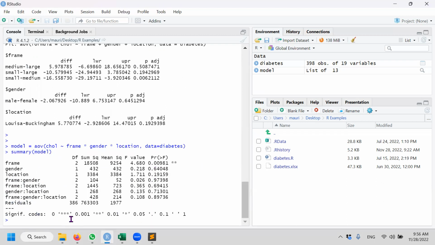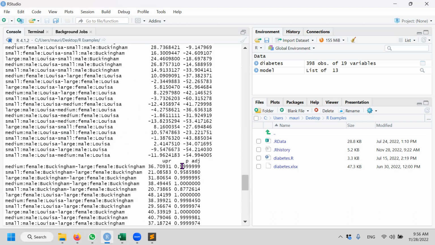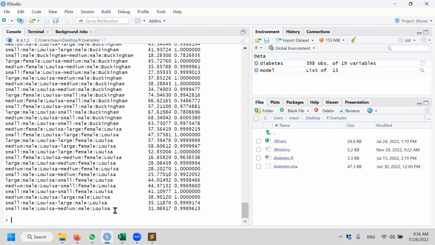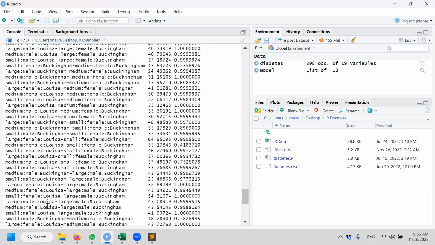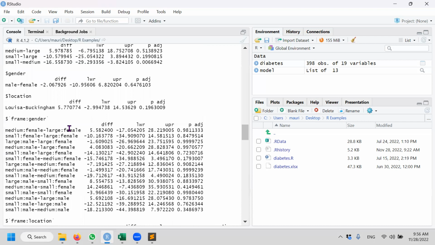Okay, so let's look at our Tukey HSD as well. Yes, so it generates a lot of different values, because it gives us every single comparison. So remember, we have 3 body frames, 2 genders, 2 locations. So 3 times 2 will be 6. 6 times 2 will be 12. So it gives us 12 different comparisons. So there's a lot of data for you to look at.